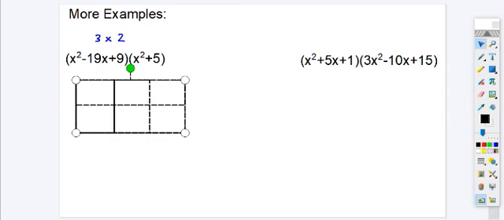Okay. So if I go 3 across the top, I have to make sure I write my one with 3 terms across the top. So I'm going to write x squared, negative 19x, and positive 9. And then down the side, I'm going to write x squared and positive 5.